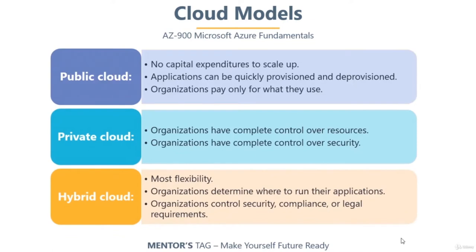When we talk about cloud, there are three different cloud models which are available: public cloud, private cloud, and hybrid cloud. Now, if you talk about Microsoft Azure, Google Cloud, which is GCP, and AWS, which is from Amazon, all three come under the public cloud.